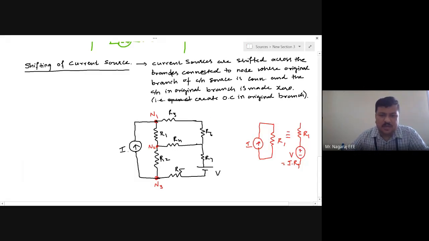Now, current source I has to be shifted across the branches connected to N1 and N3. So, what are the branches connected to N1 and N3 which are coming across I? No, R3 is also connected to N1, but current I is not in parallel to R3 directly. So now I have to shift the current source across R1 and across R2. How I have to do that?